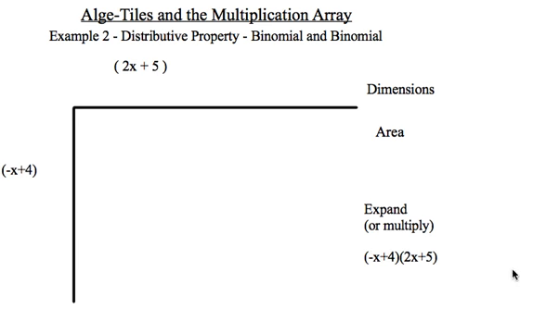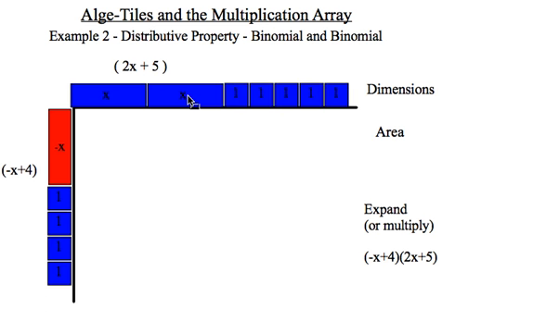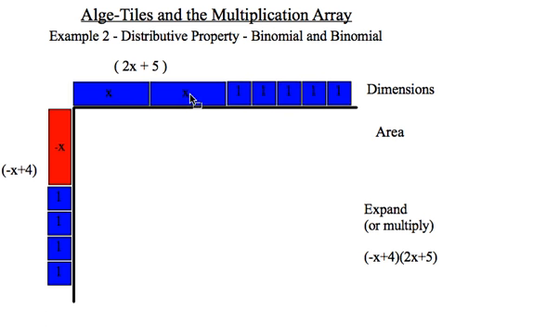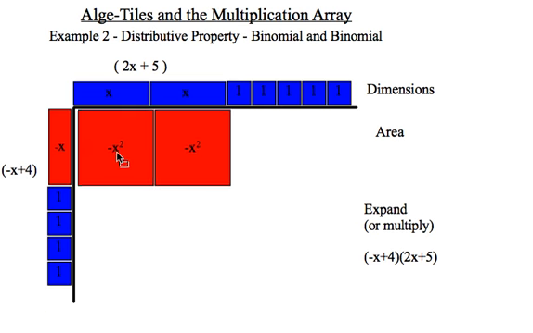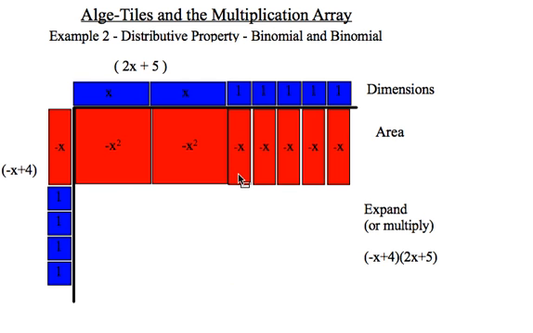Alright, example 2. We're going to multiply negative x plus 4 times 2x plus 5. So I'll put negative x plus 4 on the left side, 2x plus 5 on the top. This will be a fairly large array. Negative x times x is negative x squared. I have to do that calculation twice. Negative x times positive 1 is negative x. I have to do that one 5 times.